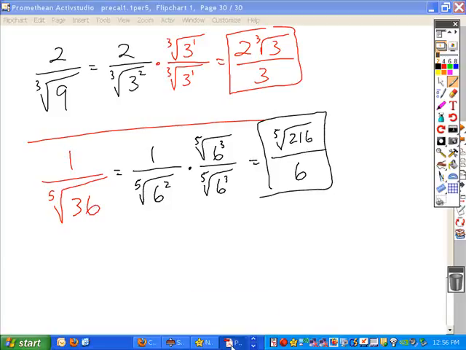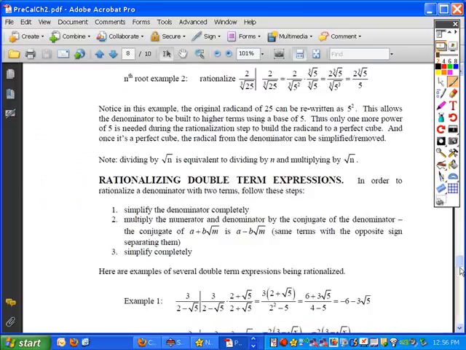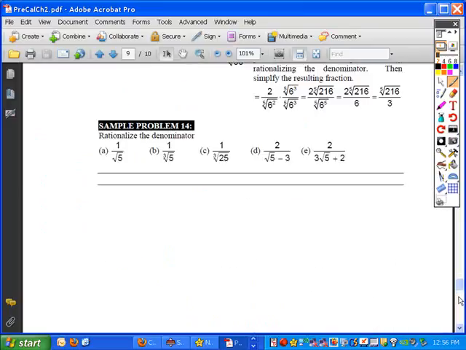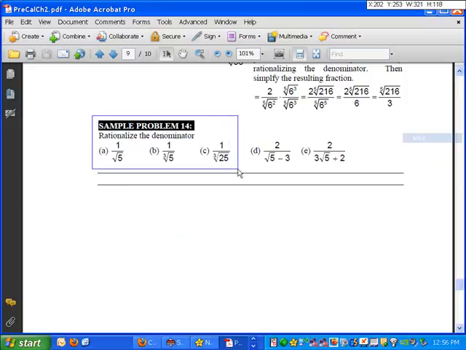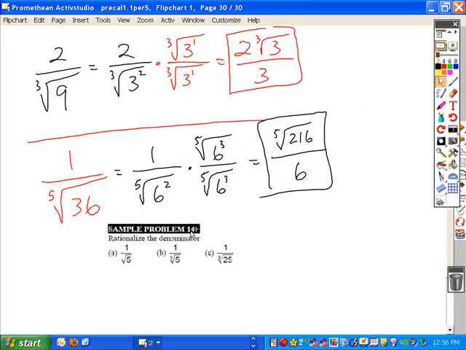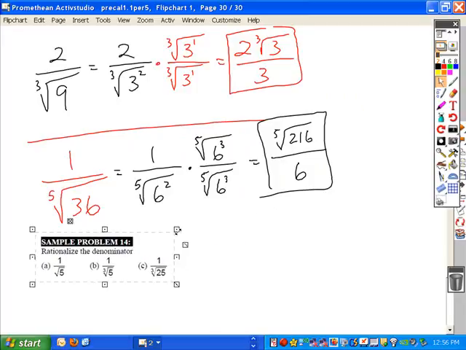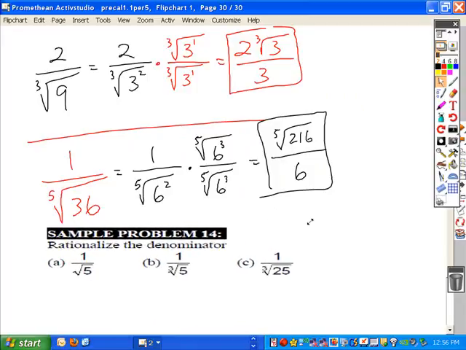All right, what I'd like you to do here really quickly is on page 19. I want you just to really quickly attempt the first 3 problems from sample problem 14 on page 19.